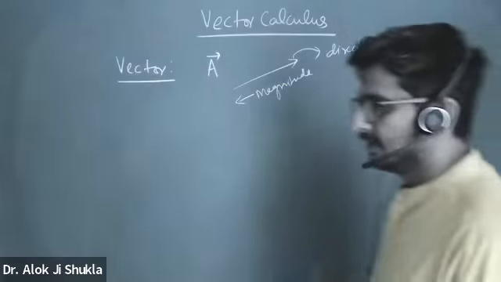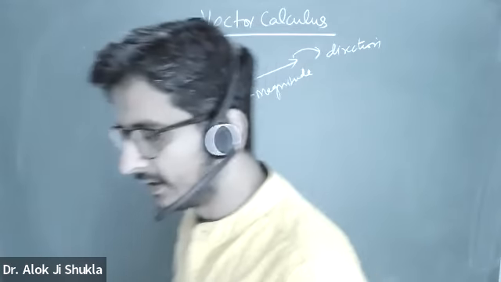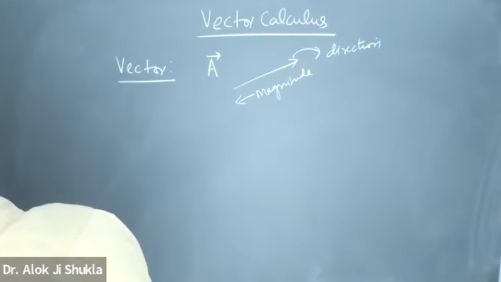So if I just take the Cartesian coordinate system, just a second, there is some problem with the light.